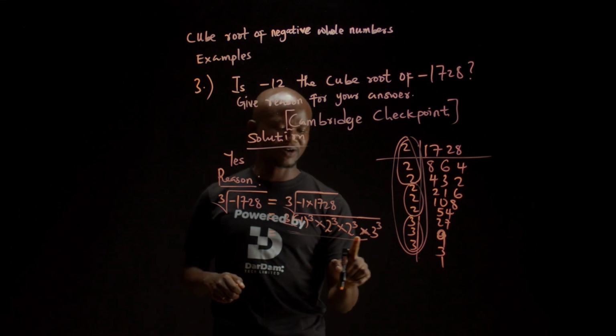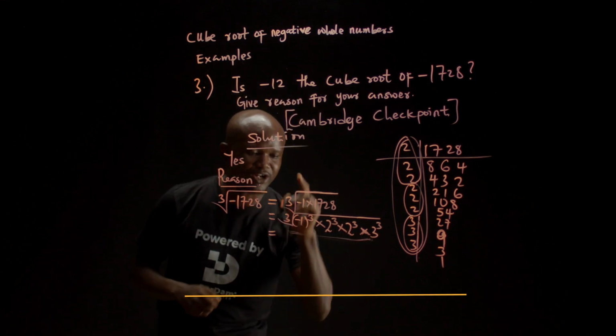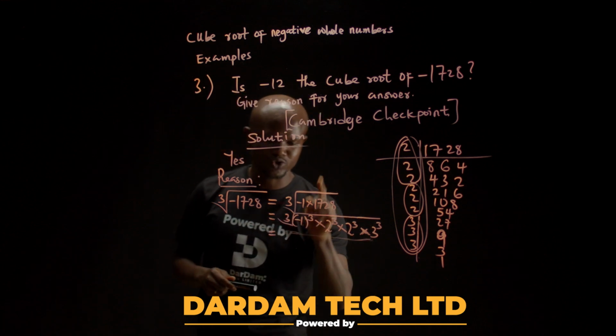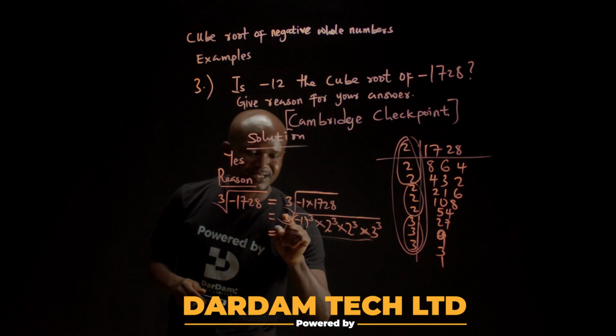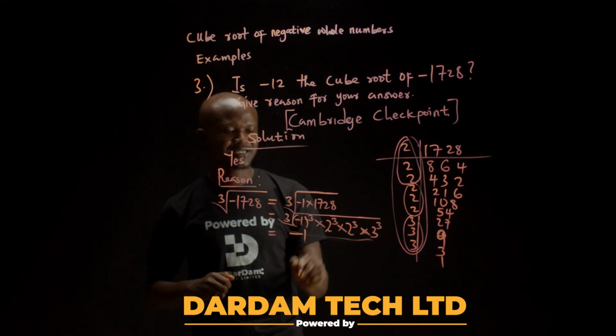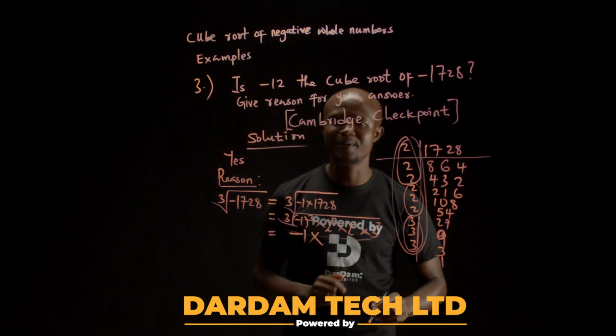Now, we have our answer. So in this case, minus 1 raised to the power of 3. We don't have cube root again. Minus 1 raised to the power of 3. Then, same number here, same power. So what will I have? I will have minus 1 times 2 raised to the power of 3.